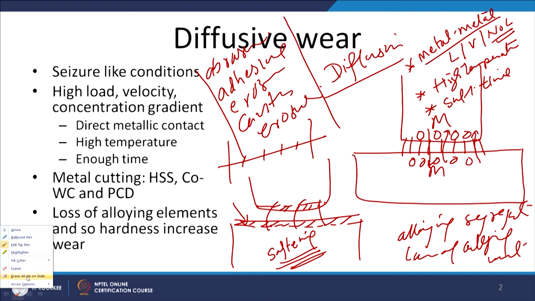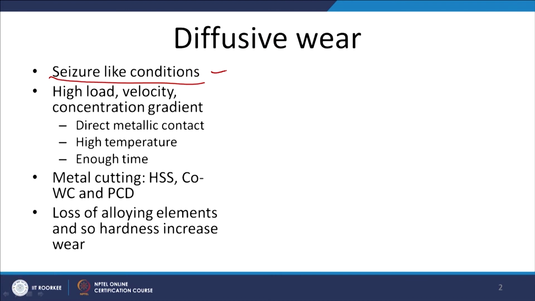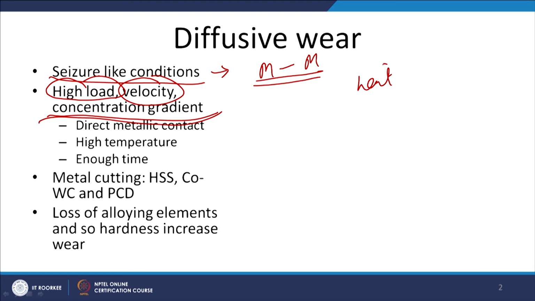So, if we see here under seizure like conditions, under adhesive wear conditions, means during adhesive wear under seizure like conditions, of course there is direct metal to metal contact, and this is facilitated by the high velocity, high load, and this is another driving force which is required. High velocity and high force will generate sufficient heat and heat localization. So, the rise in temperature will be caused by these conditions. So, we have both situations which are favorable, like metal to metal contact due to the high load and rise in temperature due to the high frictional heat generation.